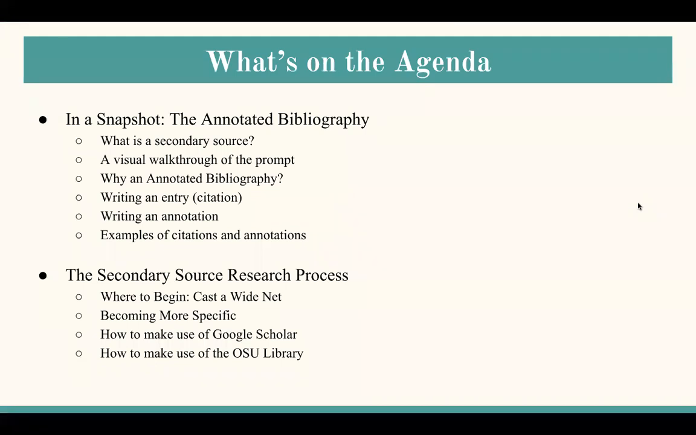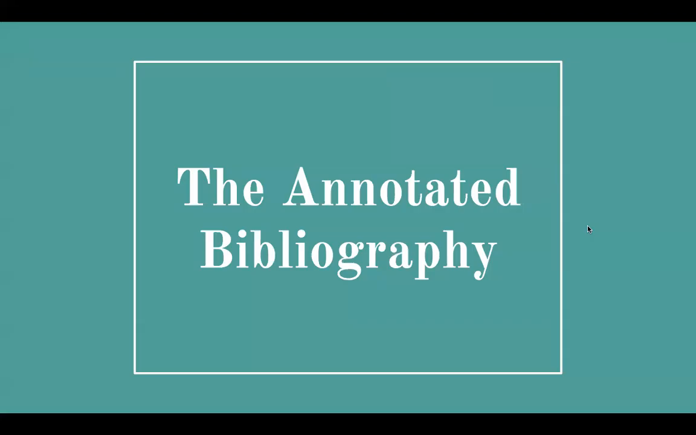Now, what's on the agenda for today is two primary topics, and I've shown beneath each of them what the subcategories of focus are. So we have the annotated bibliography, where we'll be talking about what is a secondary source, a visual walkthrough of the prompt, why an annotated bibliography, writing an entry or citation, writing an annotation, and examples of citations and annotations. Now, for the secondary source, we'll also be thinking about the research process of where to begin, becoming more specific, how to make use of Google Scholar, and how to make use of the OSU library. So let's begin with the annotated bibliography.